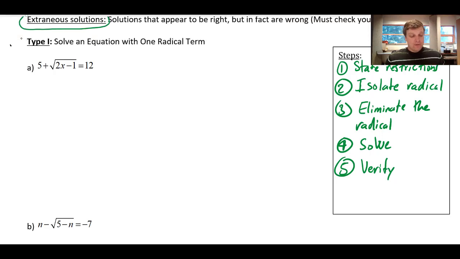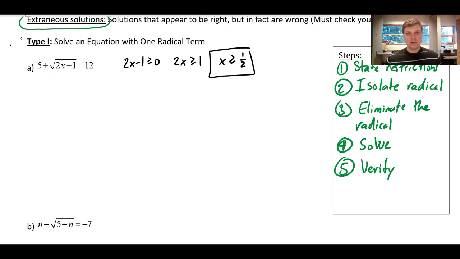So I've got one here, 5 plus the square root of 2x minus 1 equals 12. I'm going to solve that. First thing I do is state my restrictions. So I've got 2x minus 1 must be greater than or equal to 0. That means 2x must be greater than or equal to 1, which means x must be greater than or equal to 1/2. So there's my restriction.